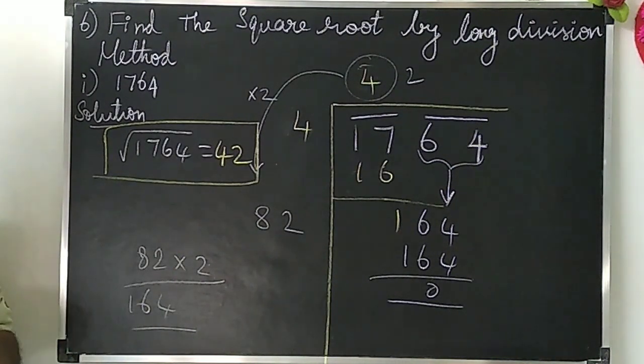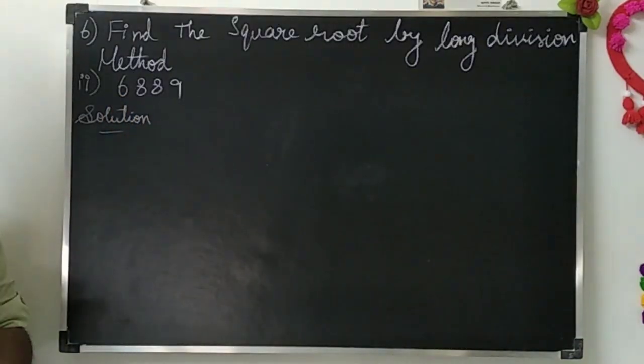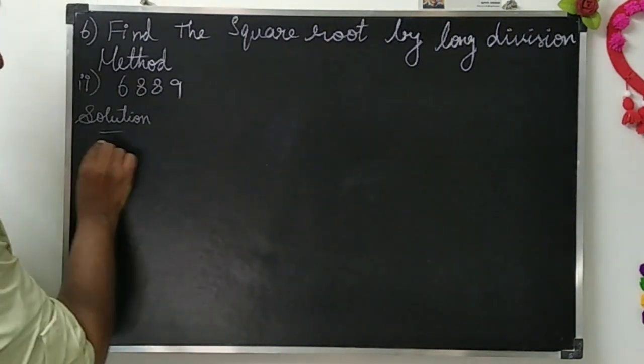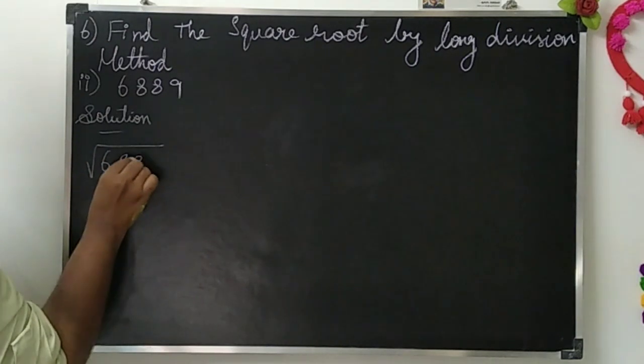Next we see another example for the long division. Find the square root of 6889 using long division method. Okay, so write 6889.